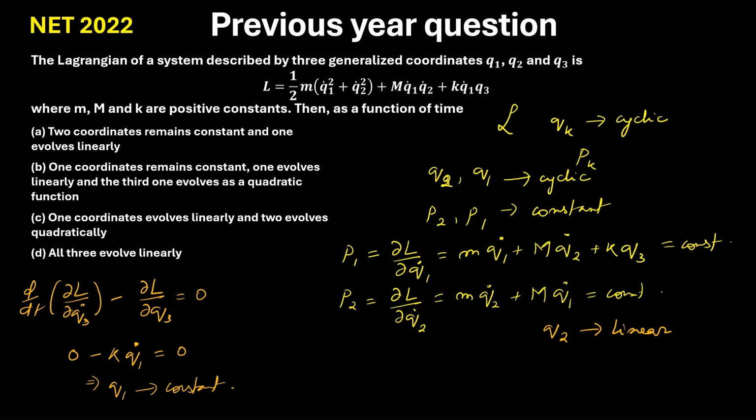Now, if Q2 is linear, then this one will be a constant. Q2 dot will be constant. And Q1 is already constant, so this one will be 0. So this is 0, this is constant. So definitely Q3 will be constant. So what we have here is Q1 is constant, Q3 is constant, and Q2 is linear. So I think in option A, they have mentioned 2 coordinates remain constant and 1 evolves linearly. So this is the correct answer.